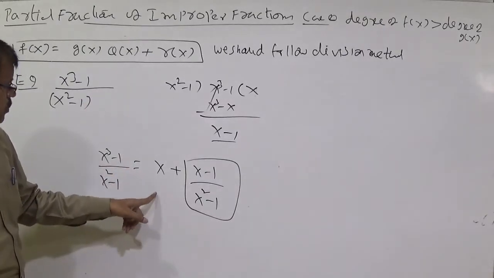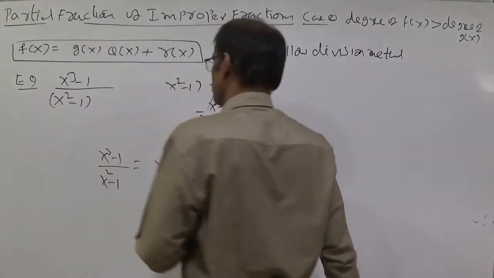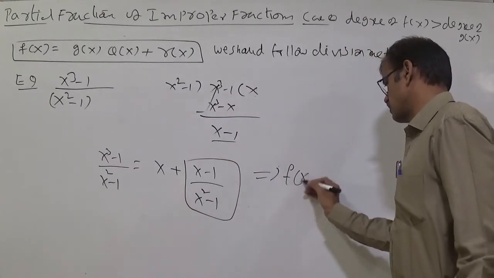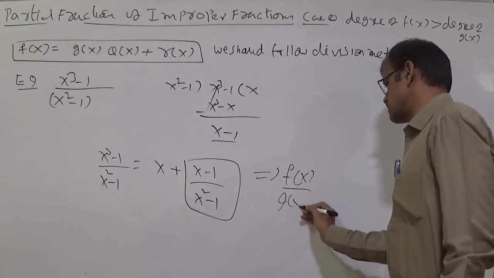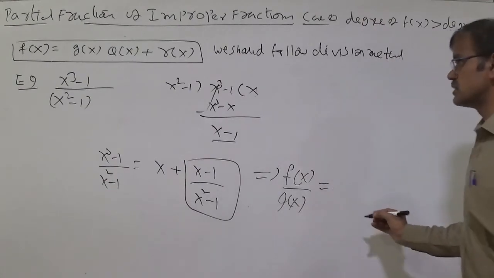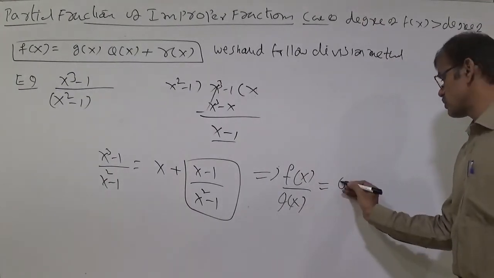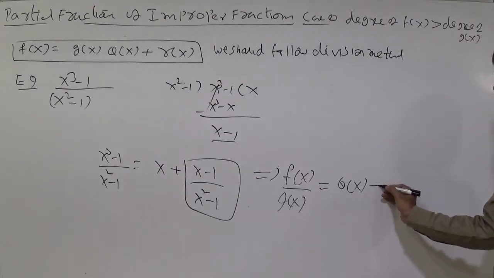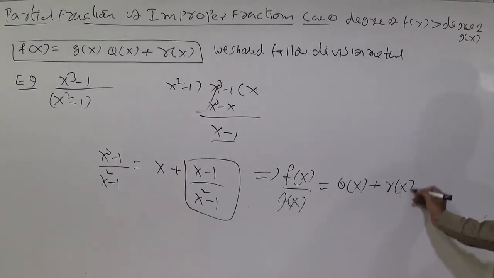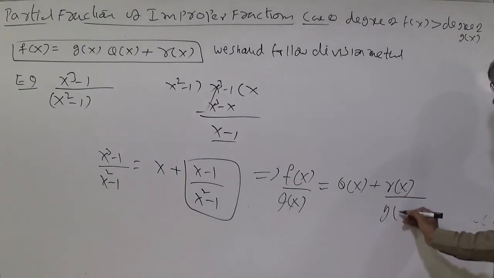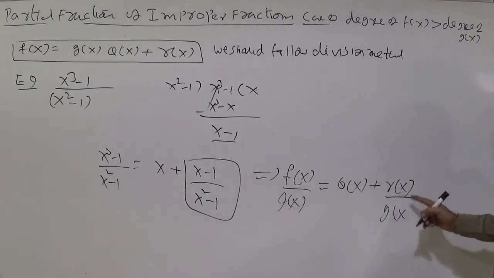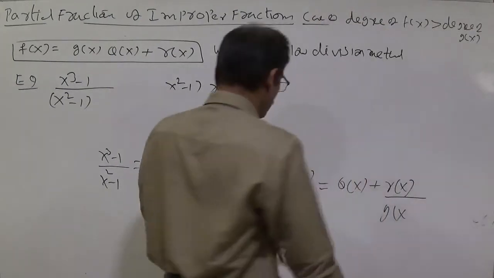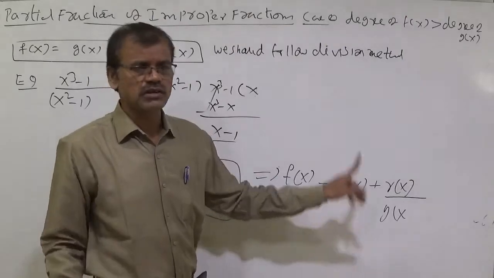This is the process of division method. Here you can write f of x by g of x is equal to q of x plus r of x by g of x, where r of x is the remainder. For r of x by g of x, you should calculate the partial fractions. No need to calculate the quotient, simply leave it, that's all.